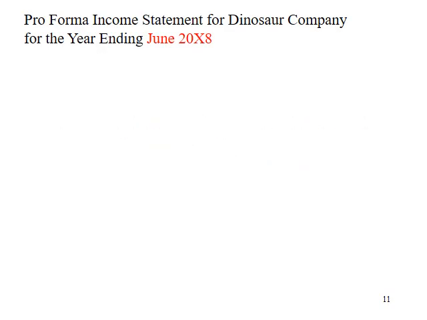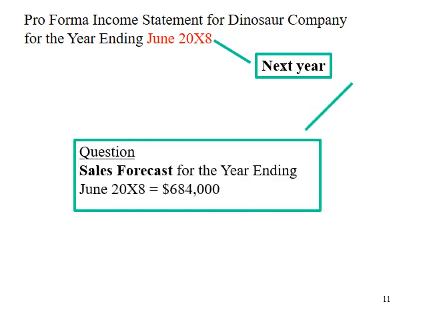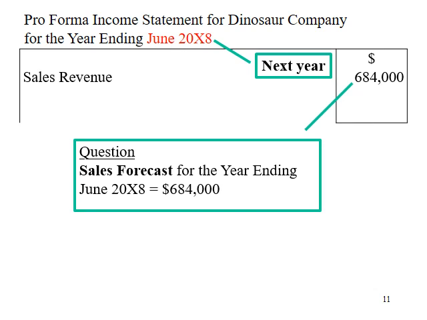Pro forma income statement for Dinosaur Company for the year ending June 20x8. Take note, this 20x8 is next year, a future period. The question states, sales forecast for the year ending June 20x8 is 684,000. So the sales revenue will be 684K.